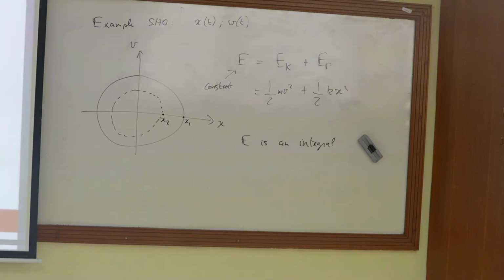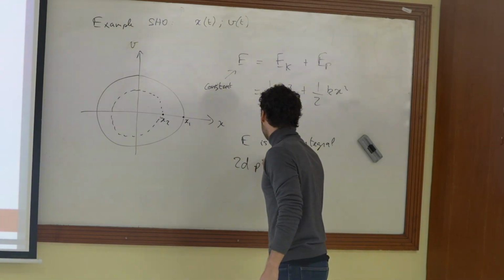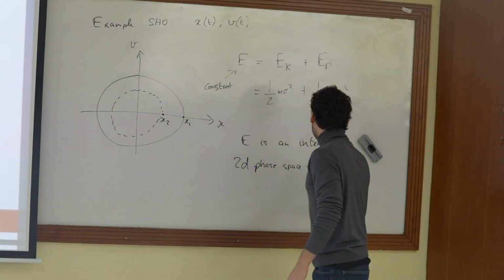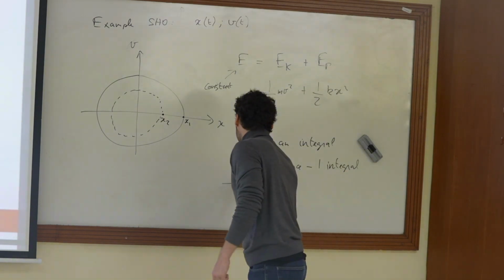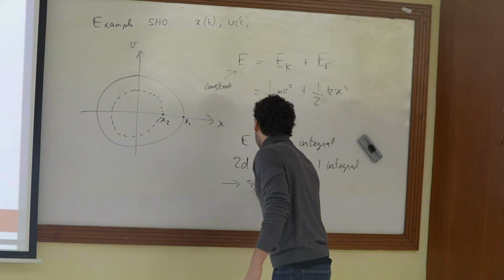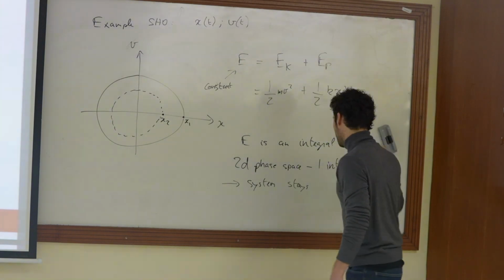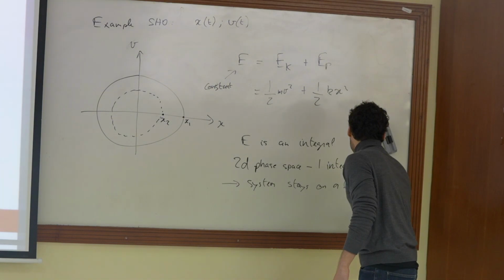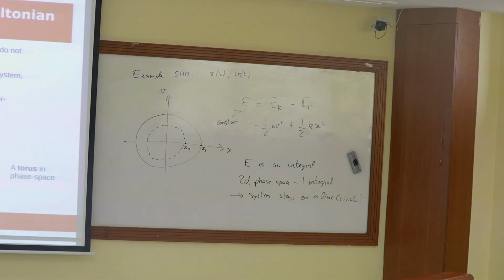So for a 1D system, like the simple harmonic oscillator, you have 2 dimensions in phase space. And if you find 1 integral of motion, it means that the system actually stays on the line, because the line is just a 1D object, right?